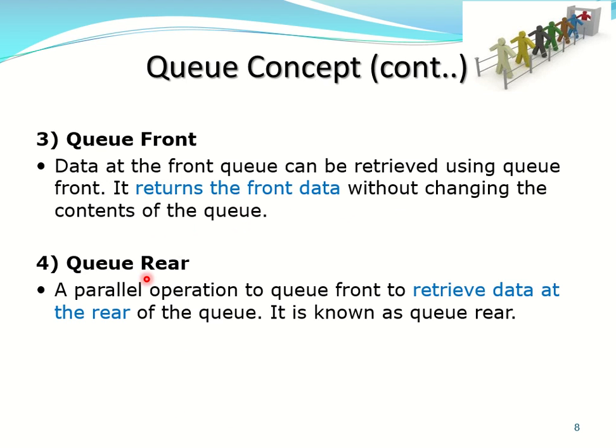For queue rear, is the operation that we retrieve data at the rear of the queue. We only want to retrieve, we want to know what is the data or value at the rear of the queue. That will be the queue rear.